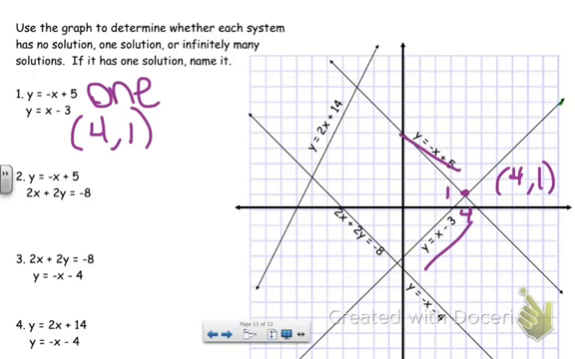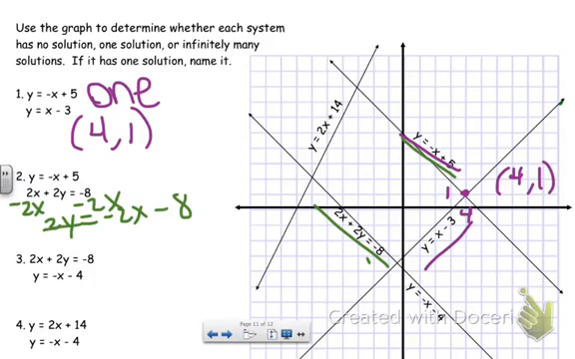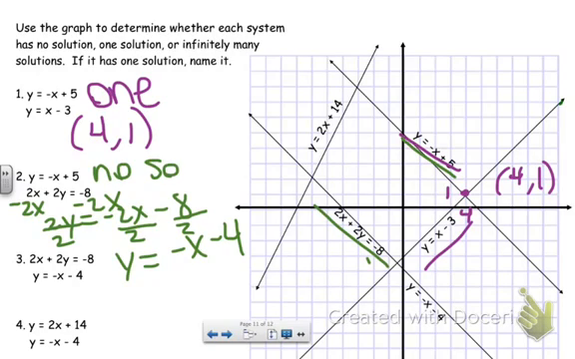For number 2, y equals negative x plus 5. Again, we're looking at this one. And 2x plus 2y equals negative 8. Well, that's over here. They look like they're parallel. They look like they're never going to intersect. But just to be sure, let's put this one in slope-intercept form to see if they have the same slope. So to do that, I'm going to subtract 2x from both sides. I end up with 2y equals negative 2x minus 8. And then I'm going to divide each term by 2, so I end up with y equals negative x minus 4. And you can see that they both have a slope of negative 1. So they definitely are parallel, which means that they have no solution.